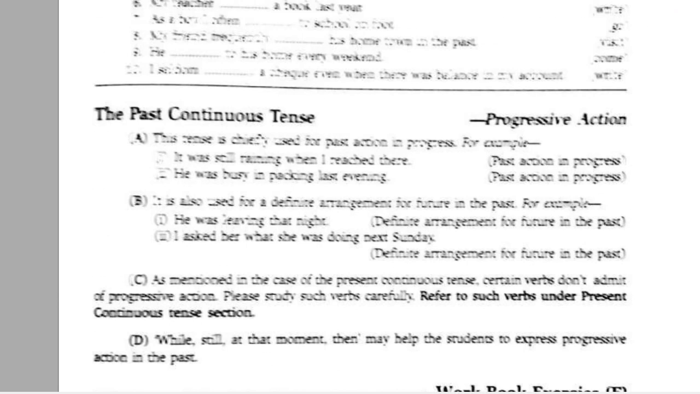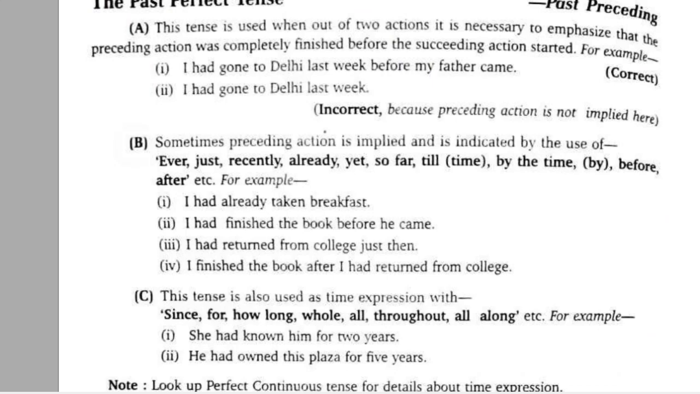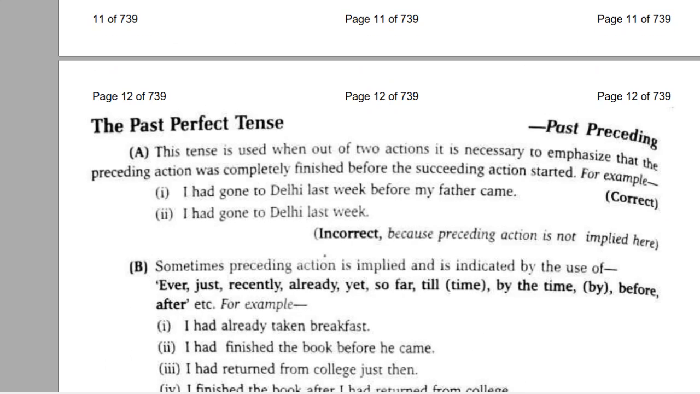Next we'll go to the past continuous tense. The PDF is not as good, so we'll cover this topic later. Let's go to the past perfect tense. This tense is generally used when, of two actions, it is necessary to emphasize that the preceding action was completely finished before the succeeding action started.